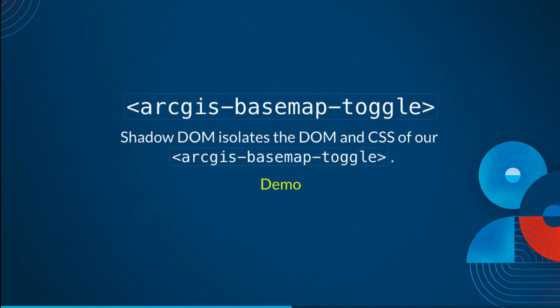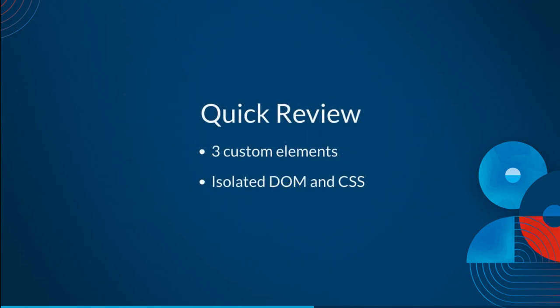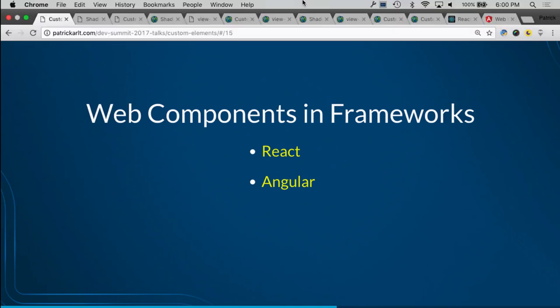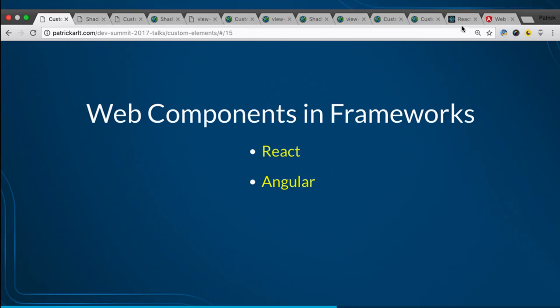So we saw that demo. We made three elements. We have a basemap toggle, which is using a view model. We wrapped the layer list in its own custom element, and then we made a custom element to expose a map and a view to those other elements to make them work. And that's all well and good, but this talk was originally about frameworks and compatibility and making things work in different frameworks. So I did the same demos in React and Angular.